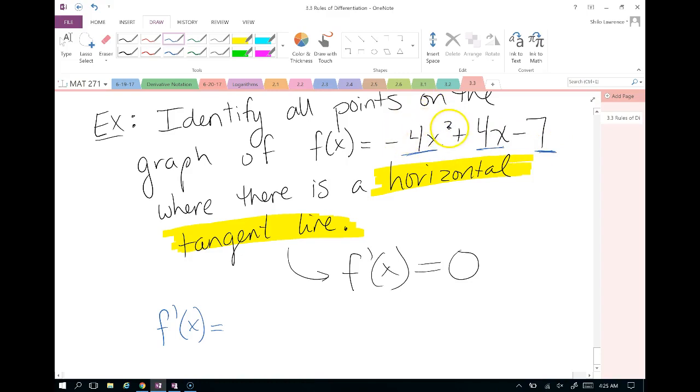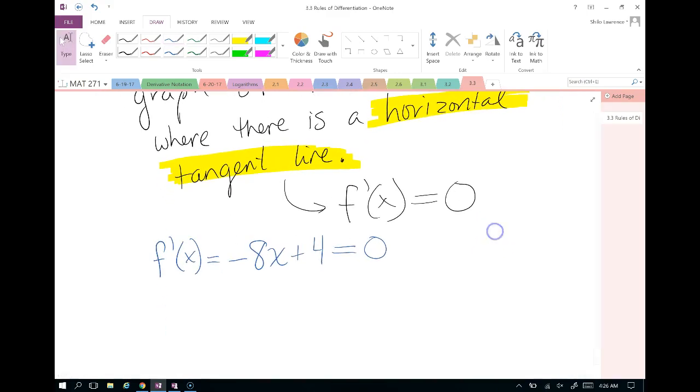So we're just doing the power rule. The 2 comes out front, so that's going to be a negative 8x to the first power. This piece is linear, so the derivative is just the coefficient. This piece is a constant, so its derivative is 0. So our derivative is negative 8x plus 4. We want to know when this is going to equal 0. So we just have a linear equation to solve. Negative 8x plus 4 equals 0.